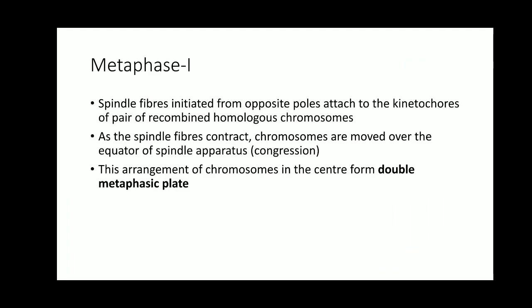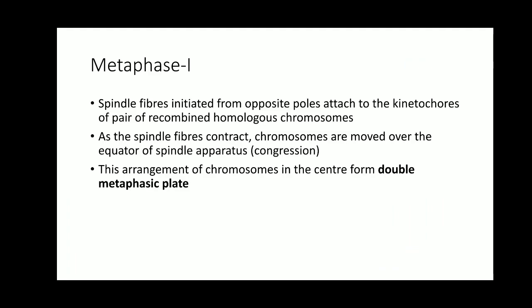Now the cell is going to enter into the Metaphase-I stage. So what happens in Metaphase-I stage? The spindle fibers initiated from the opposite poles attach to the kinetochores of the pair of recombined homologous chromosomes. It is similar to the metaphase of mitosis, where they attach to the kinetochores of the chromosomes.